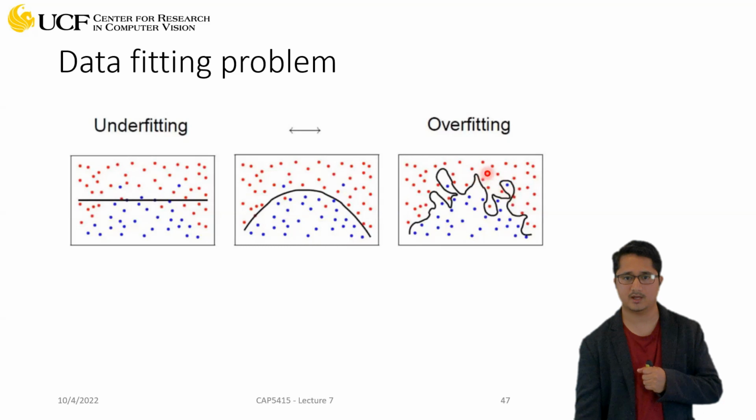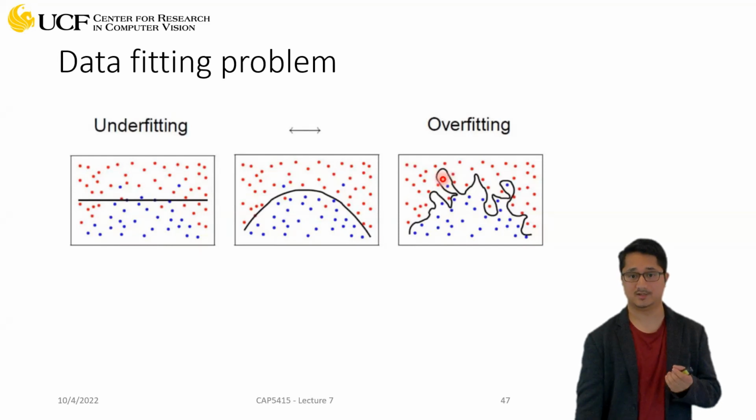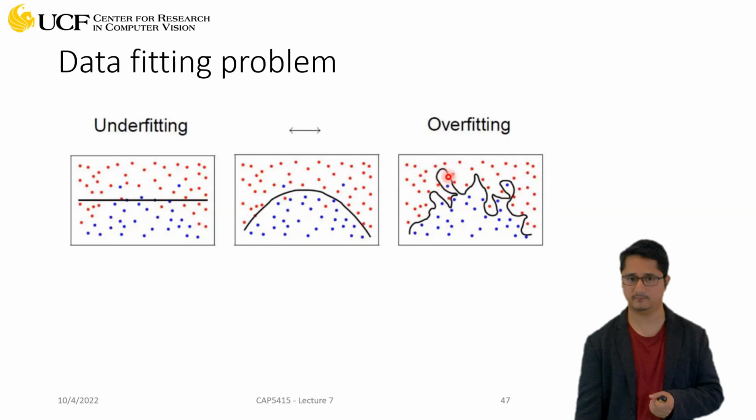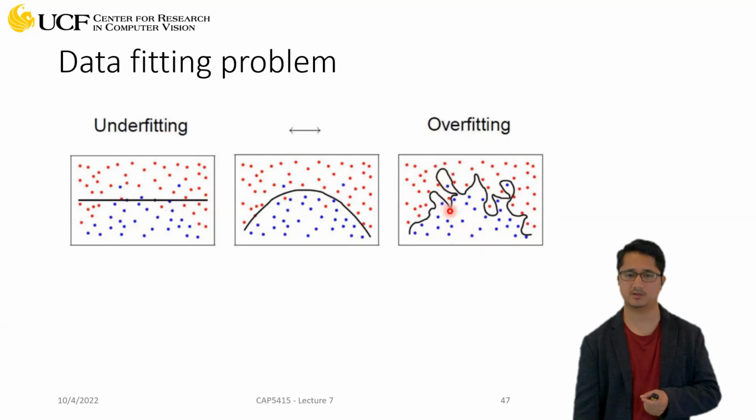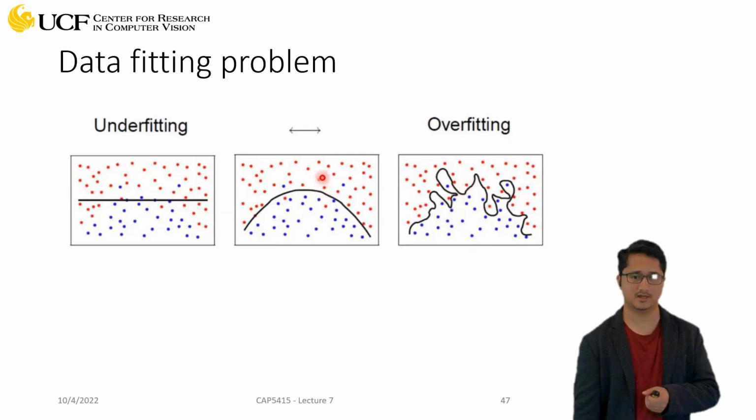Now, let's say you have a red dot which is at this location, right where my laser pointer is. It seems like it's coming from the red distribution, right? Because it's close to all of those. But this kind of curve will say, okay, no, it's a blue dot, and the method will fail. That's why it's not good, because it's trying to please each and every training sample, which is not good.